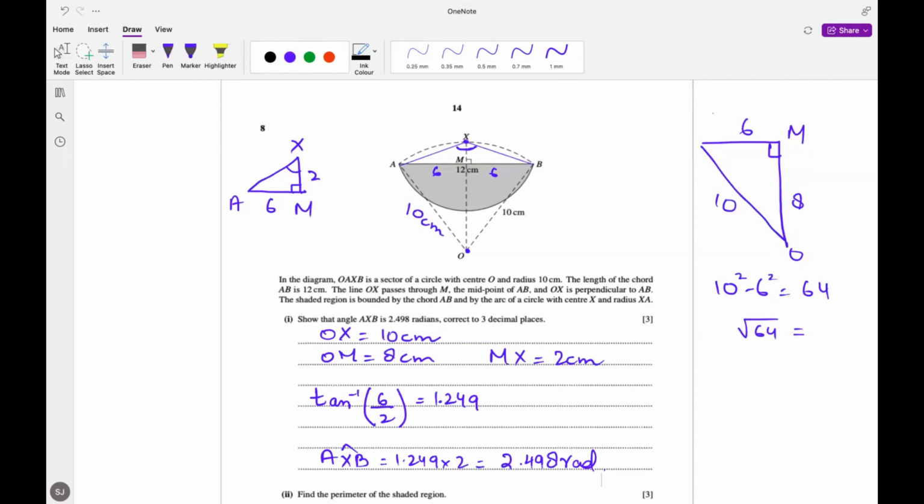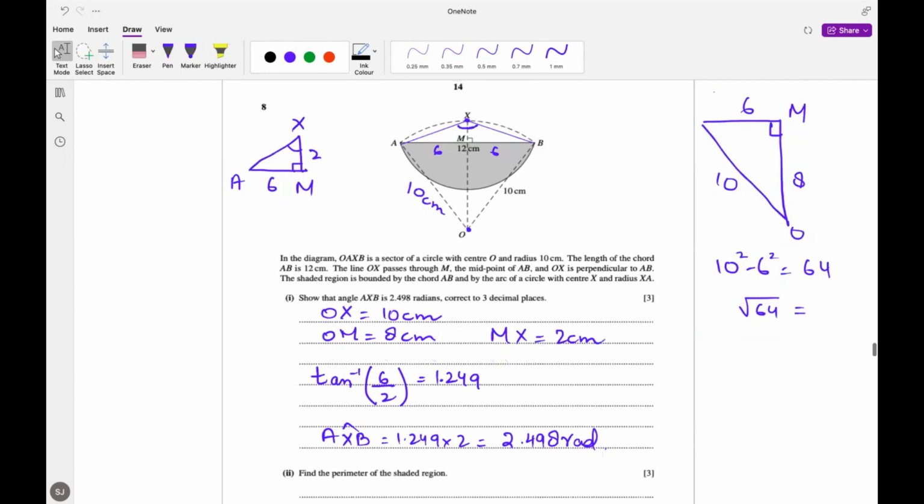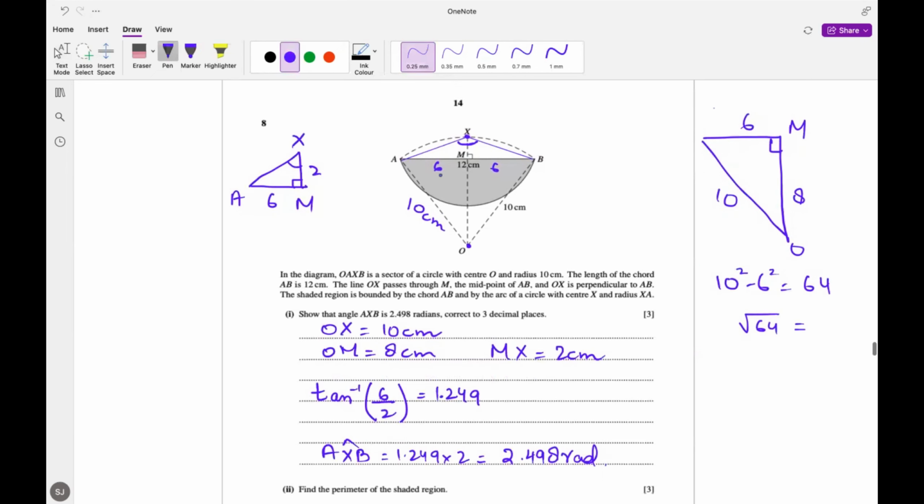In part 2, we have to find the perimeter of the shaded region. Now the shaded region is bounded by the chord AB. So we know that that length is 12 already, and by the arc of a circle with center X and radius XA. So if we draw a sector over here, so this is X, this is A, and this is B, we have to find this arc length AB.